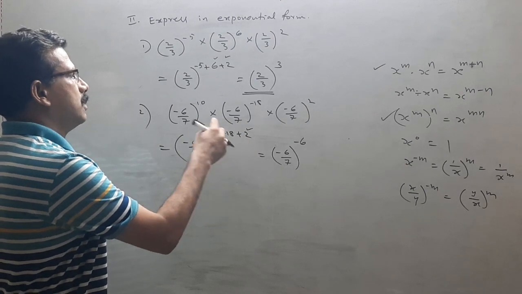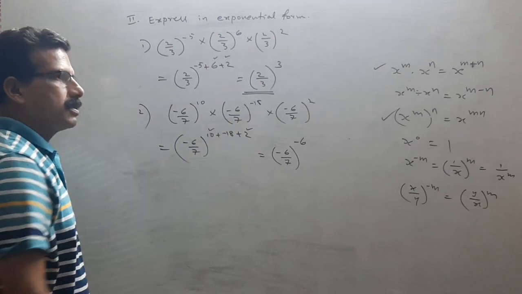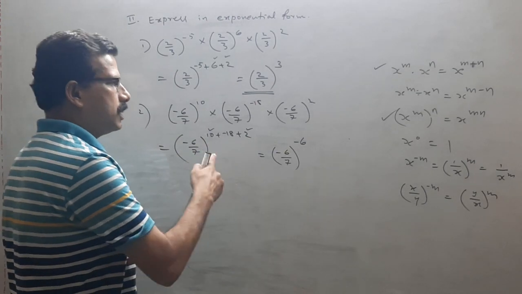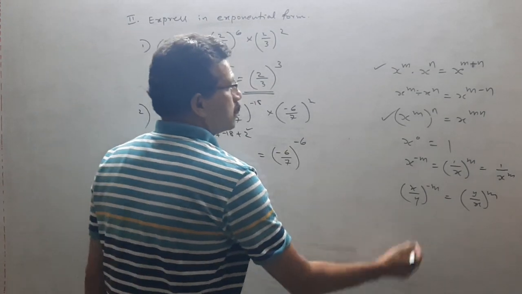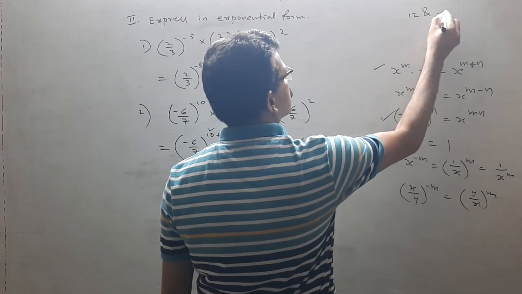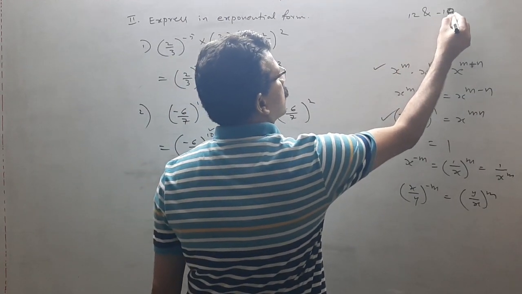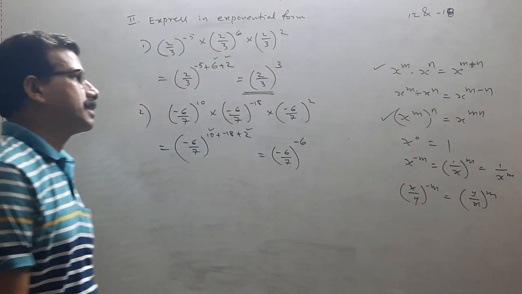Here no addition of that kind. Positive numbers will be kept together, brought together. 10 plus 2 is 12. 12 and minus 18 means minus 6.